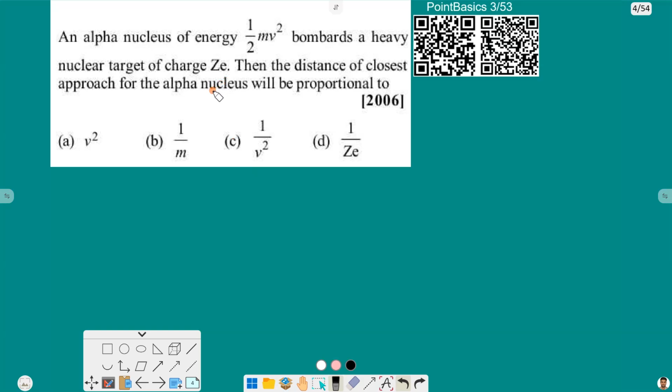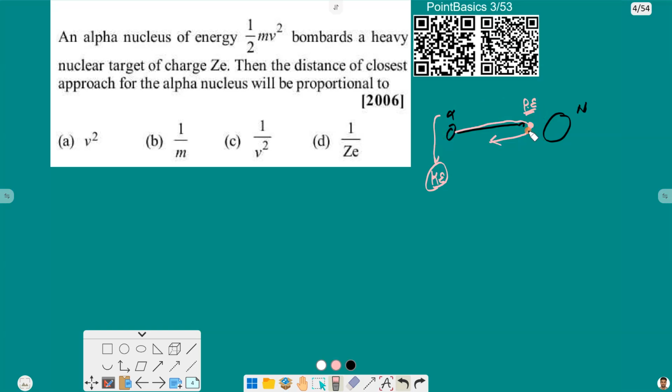We know that in this kind of situation, when we have a nucleus and an alpha particle coming towards it, after some distance of approach this alpha particle will stop and revert back. Now at this distance, initially the alpha particle had kinetic energy, and at this point the velocity becomes zero, so kinetic energy is zero, meaning the kinetic energy is converted into potential energy.